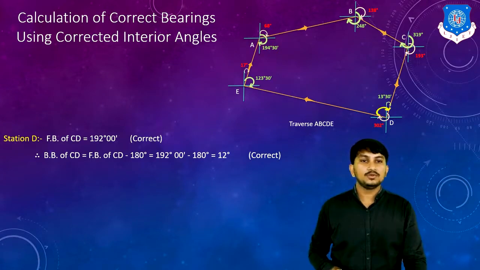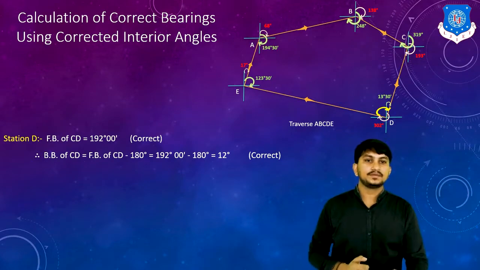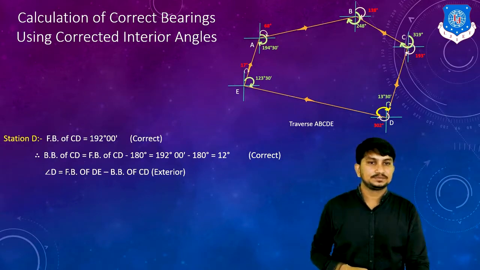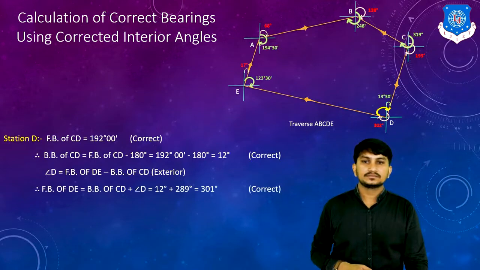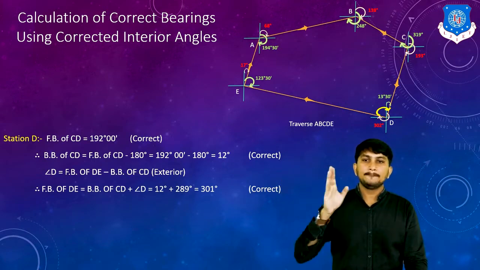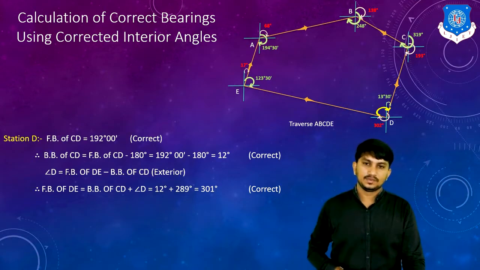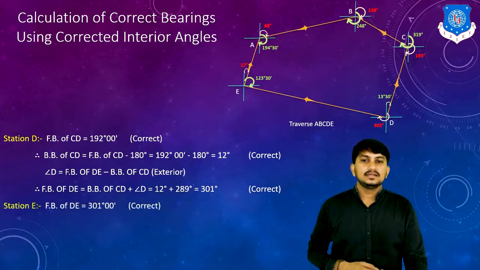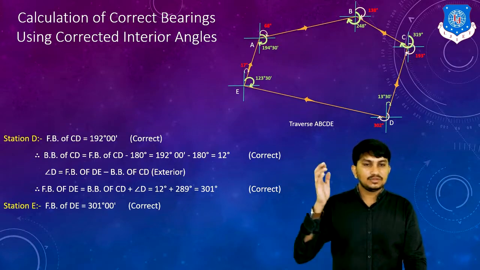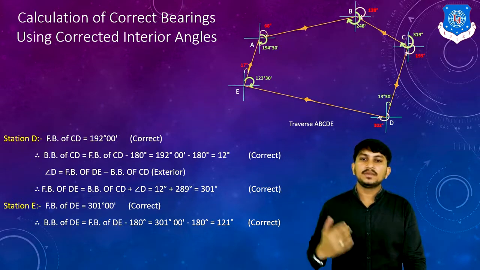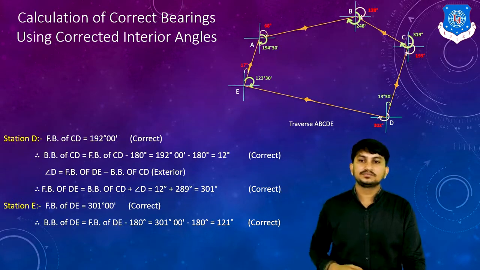Now we have to use this angle D. Here angle D can be found by this equation: FB of DE minus BB of CD gives the angle D. So FB of DE is equal to BB of CD plus angle D: 12 degrees plus 289 degrees, 301 degrees is the corrected one. Next, station E. Here FB of DE is given as 301 degrees, which is corrected. Using this FB of DE, we can find out BB of DE by deducting 180 degrees. So BB of DE is equal to 121 degrees, which is corrected.